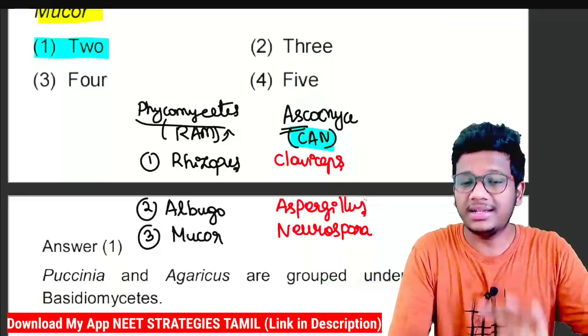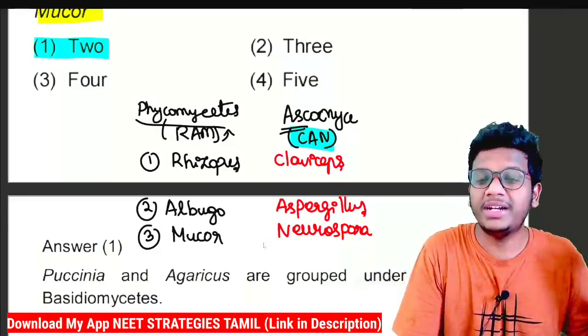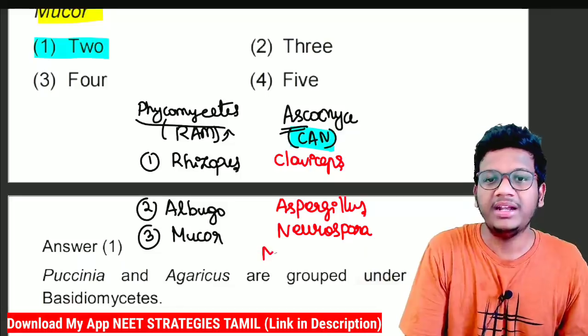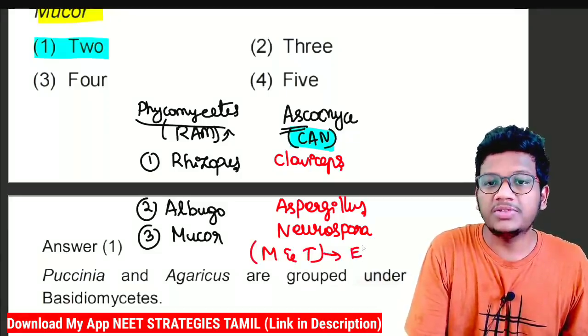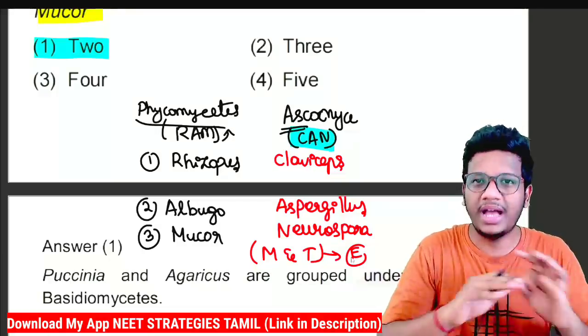And then these are the 3 classical examples. And when it comes to edible fungi here, it is morels and truffles. Okay, M and T are edible fungi. So morels and truffles belong to the Ascomycetes.